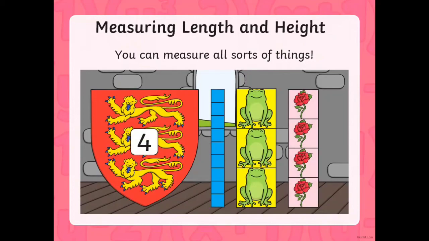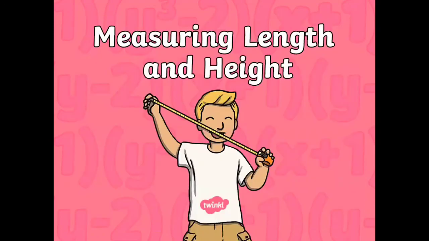In here we use a square. We also use frogs, and we also use roses to measure how tall the shield is. So that is how to measure length and height. Okay, grade 1, did you understand our lesson? Okay, very good.